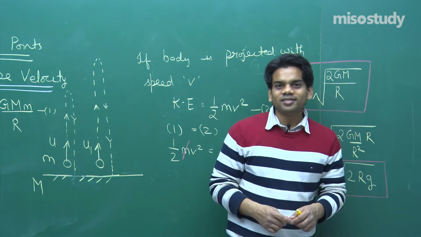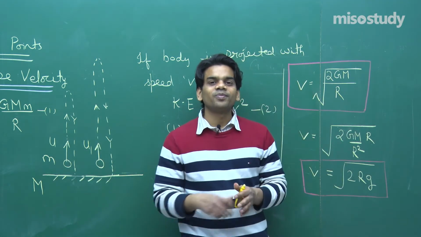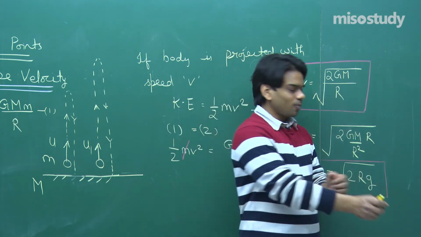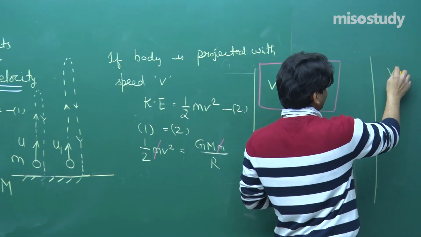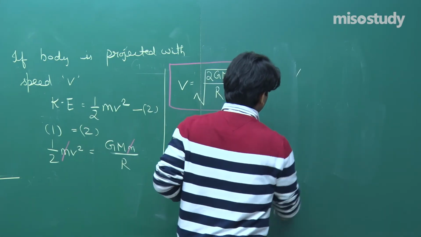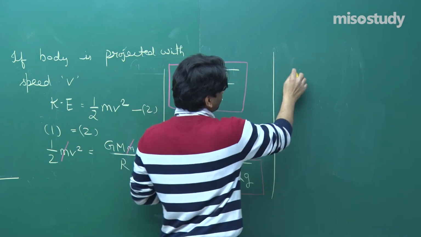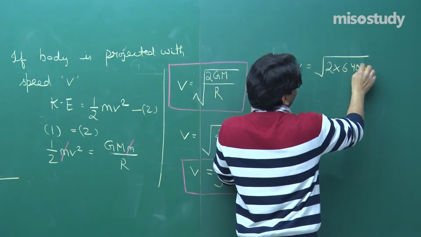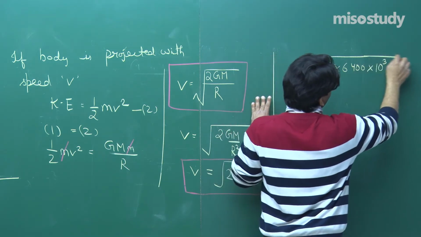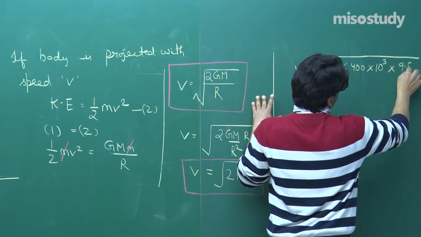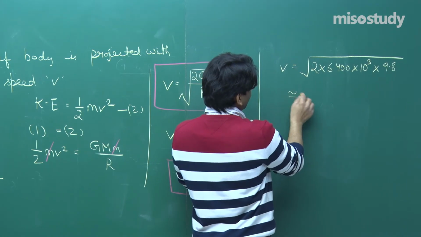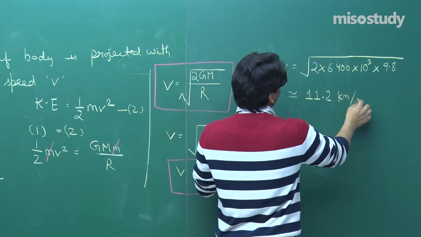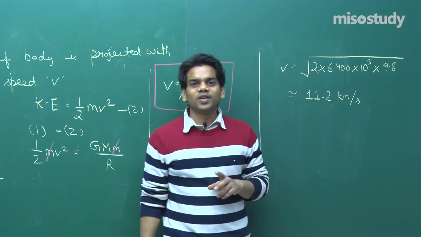This is what you are going to obtain for the value of escape velocity. At the surface of Earth, if I substitute r and g, you see here what I am going to obtain. V equals under root 2rg, this is what I have used here. So if I try to find out the value on the surface of Earth by substituting all the things, 2 into 6400 into 10 to the power 3, because I have to write the value of radius in meters, and g 9.8. Use it, this will come out to be nearly equal to 11.2 kilometer per second.